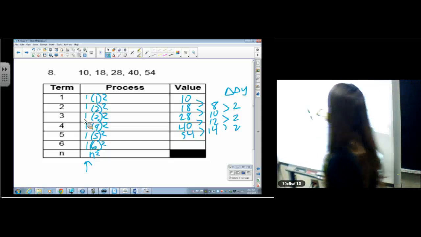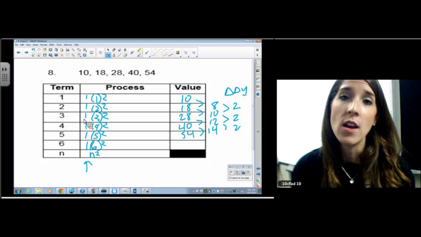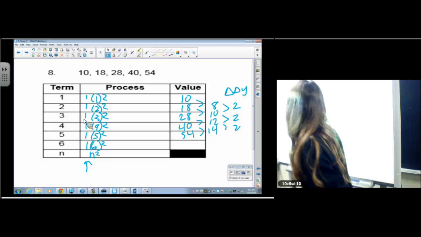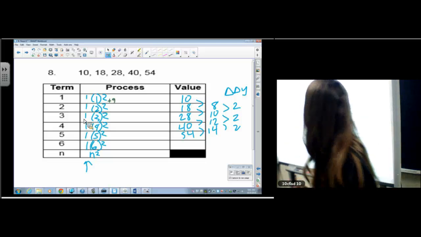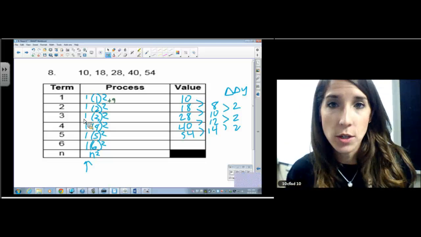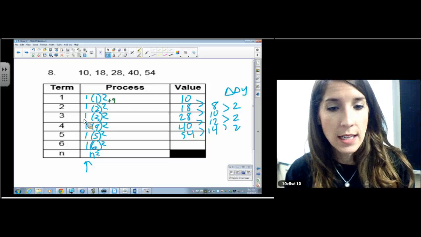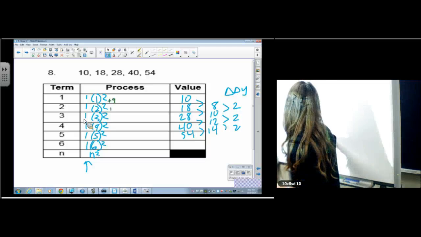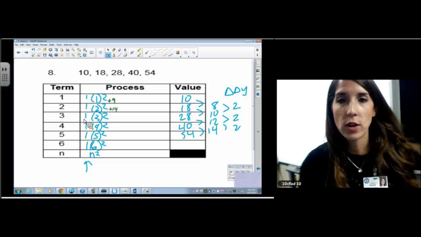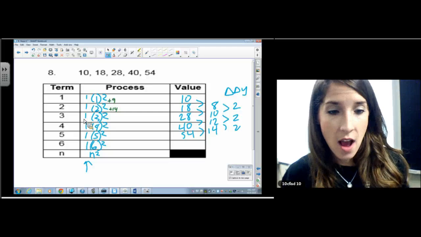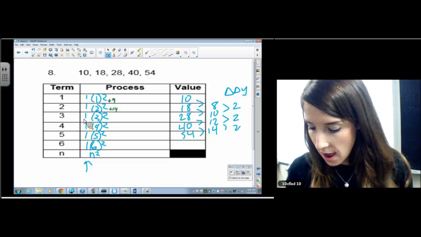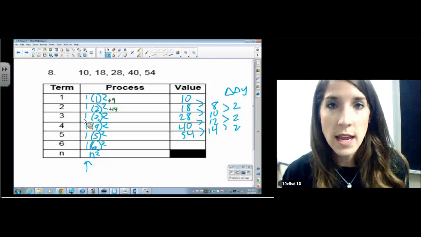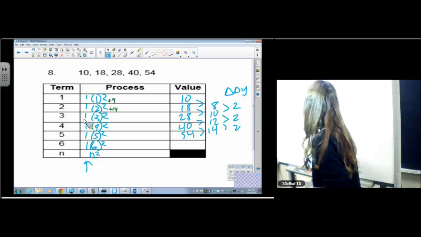I have 1 times 1 squared. I have 1. What do I need to make 1 look like 10? I need plus 9. In the next one, I have 4. 2 squared is 4. What do I need to make 4 look like 18? Plus 14. Let's do it one more time. In the next one, I have 9. What do I need to make 9 look like 28? So if you don't know that off the top of your head, you do 28 minus 9, and you get 19.